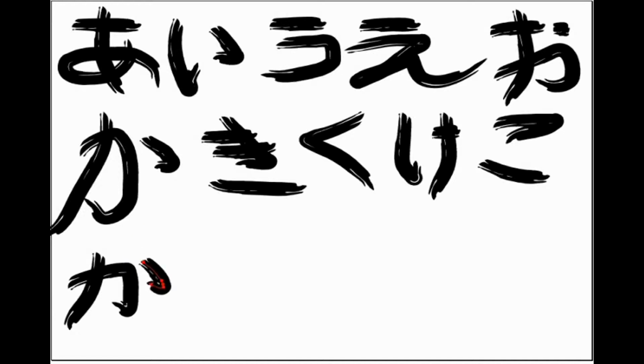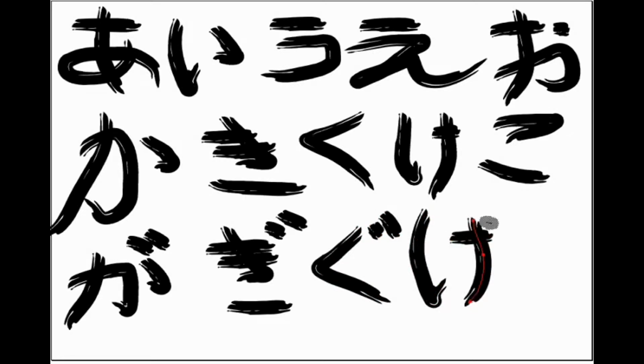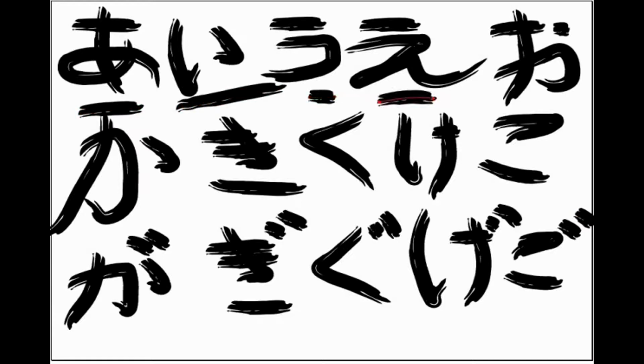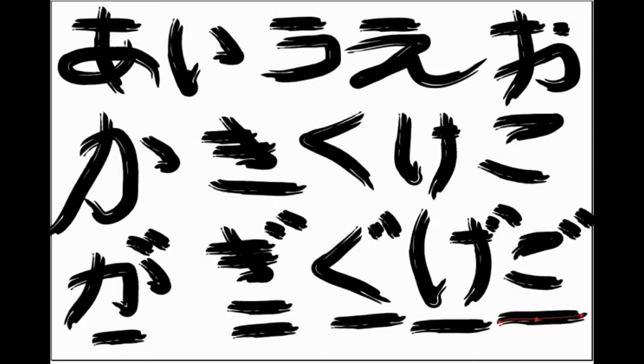That's a little sloppy looking. Let's move that down. Ga, gi. Here's gu. Oops, ge. The dakuten. And here is go. A, i, u, e, o. Ka, ki, ku, ke, ko. Ga, gi, gu, ge, go.